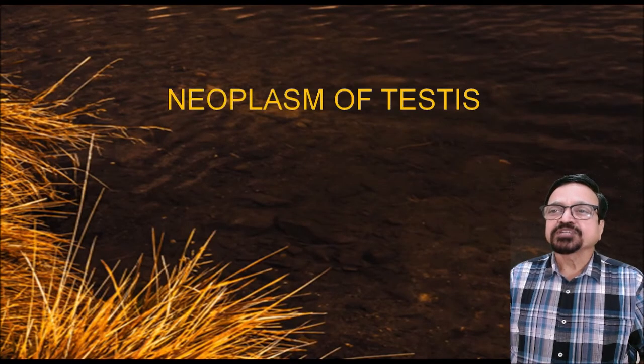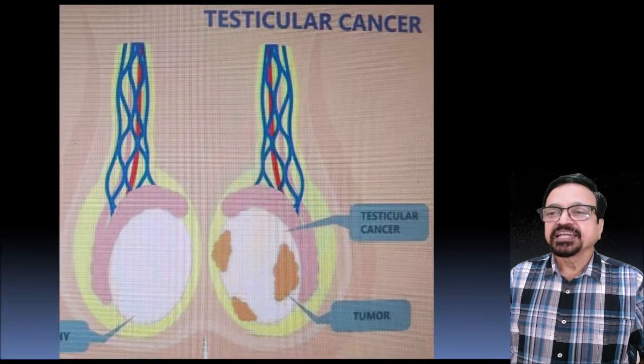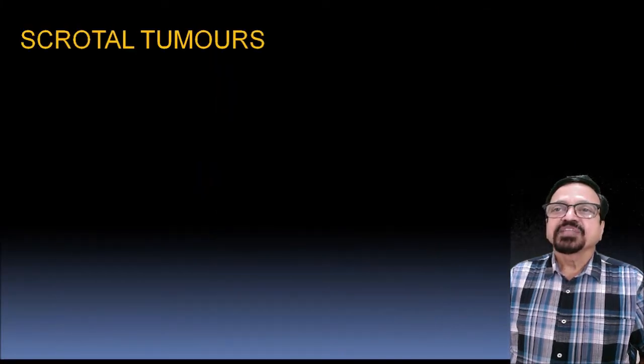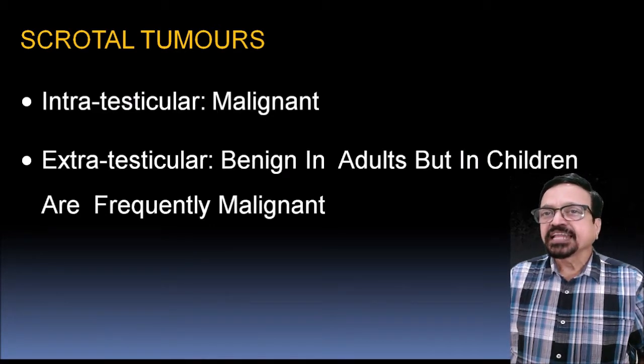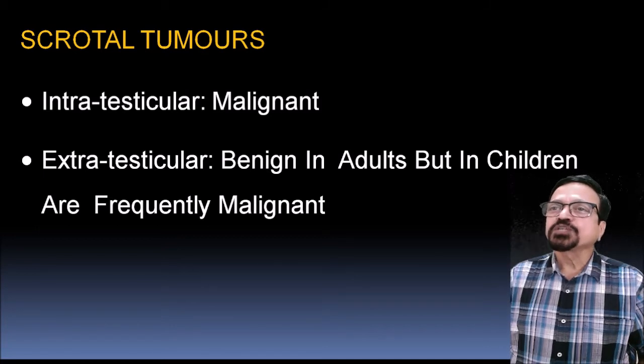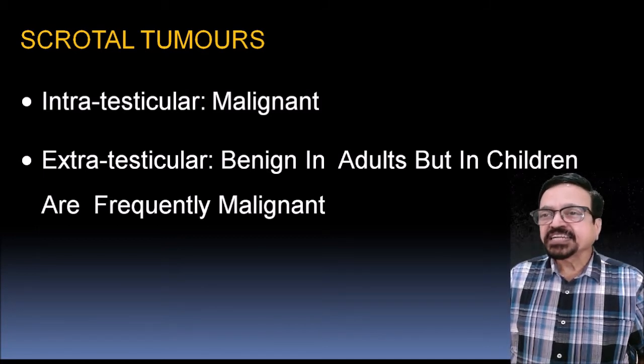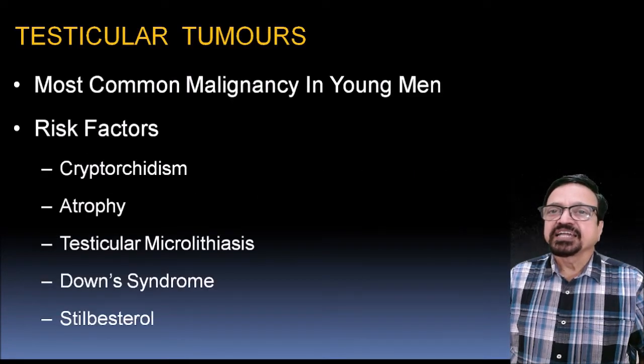Now let's come to the next topic, that is neoplasm of the testis. This is a diagrammatic representation that we are dividing into. First is scrotal tumors, then how the scrotal tumors will be further classified: the intratesticular, which are malignant, and extratesticular, which are benign in adults, but in children they are frequently malignant. Now extratesticular benign lesions we have covered in some other lecture, so here we are only concentrating on malignant testicular lesions. Now they are the most common malignancy in a young male.